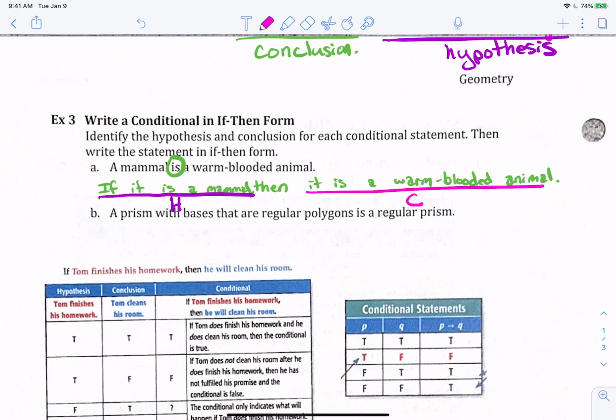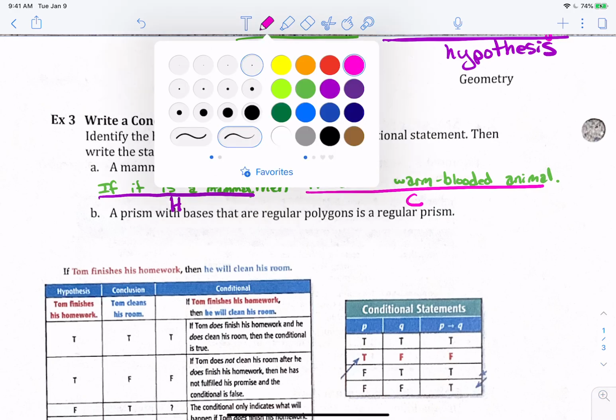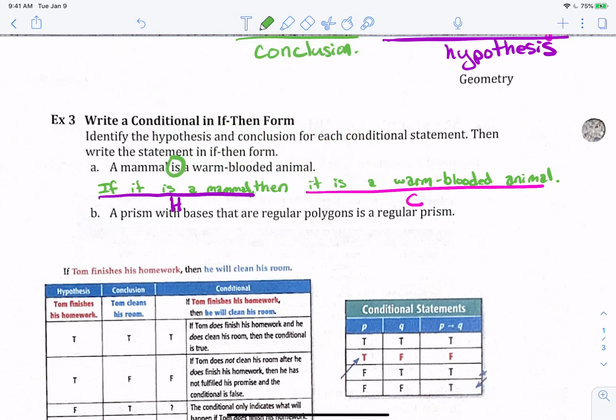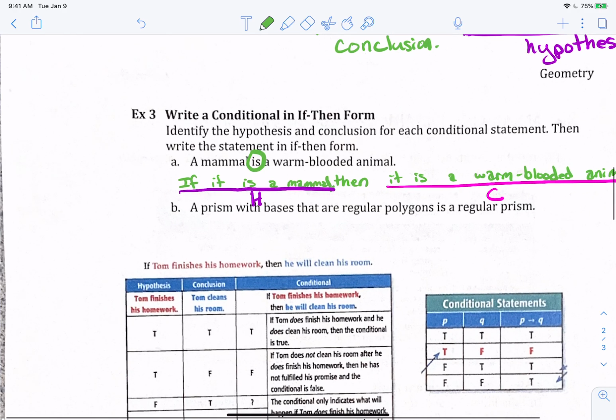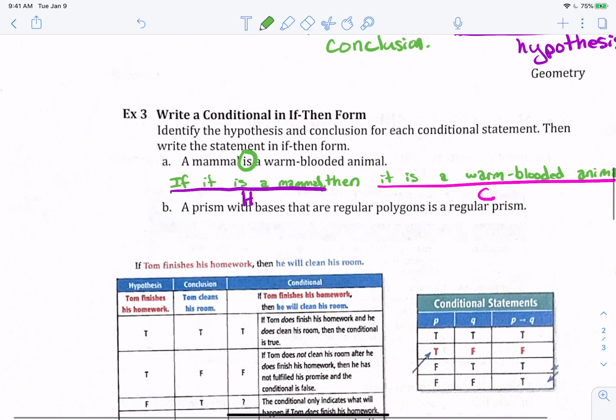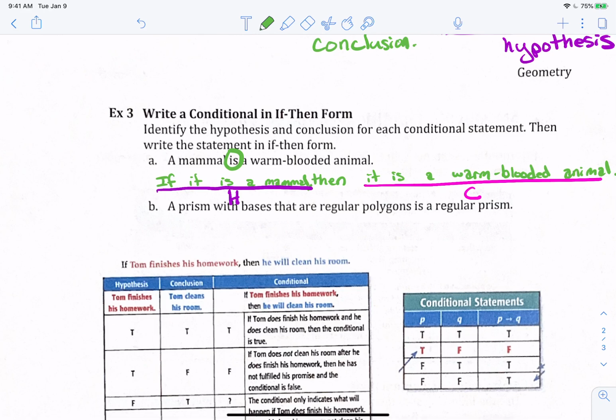Okay? Part B is a little bit harder than that. A prism. Do you guys know what a prism is? It's like a pyramid but doesn't come to its tip, right? So it's like a Kleenex box or something like that. Here's an example of a prism. All of these are prisms.